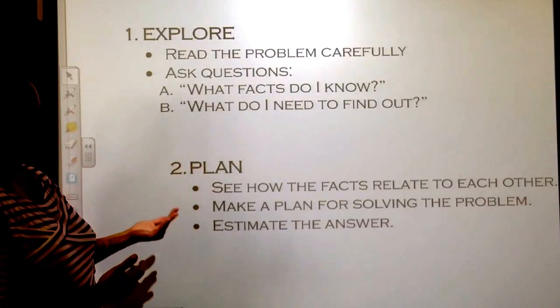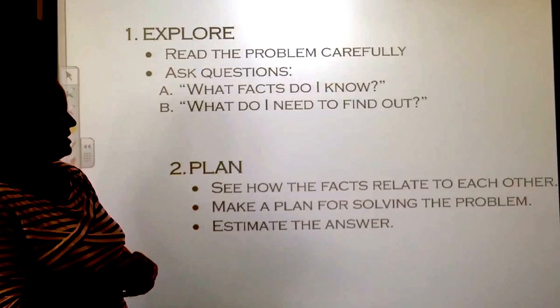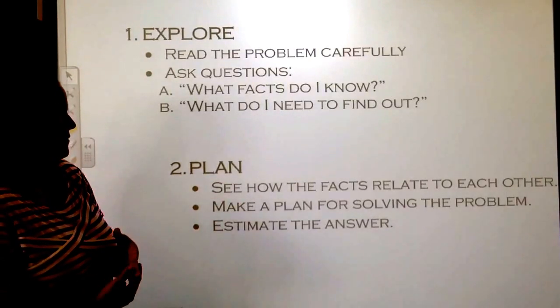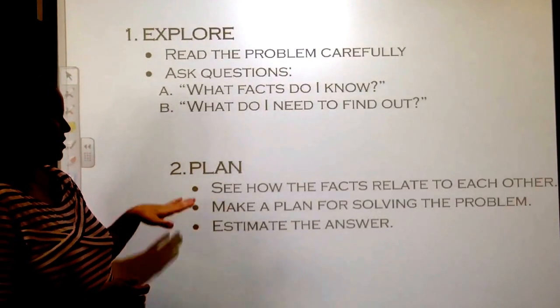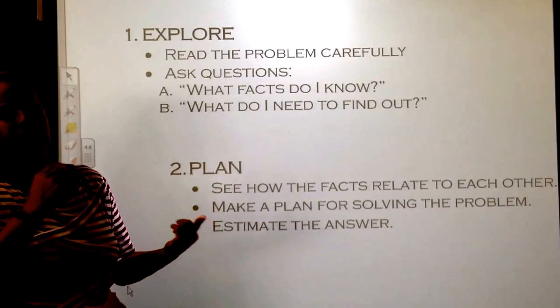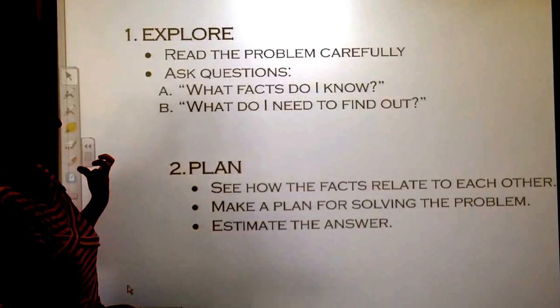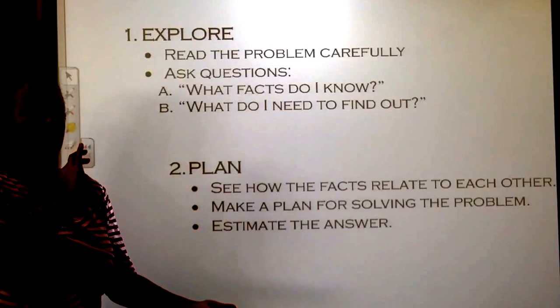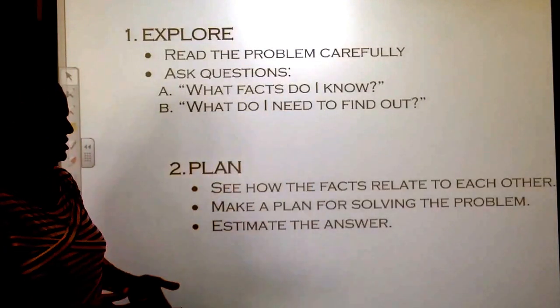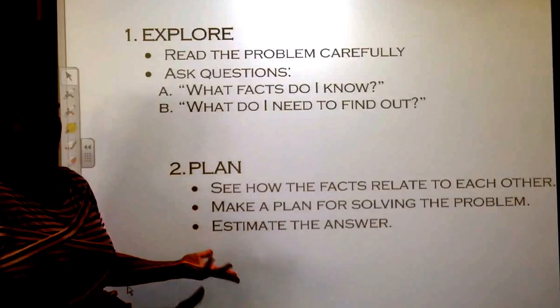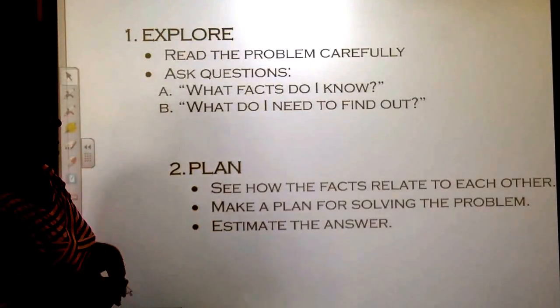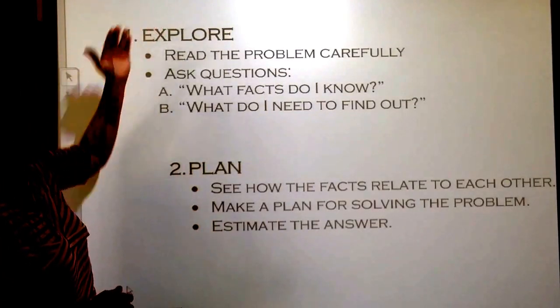Step 2 is to make a plan. See how the facts relate to each other and make a plan for solving the problem. Estimate your answer. So with making the plan, does this mean you need to draw a table? Make a chart? Draw a picture? Work backwards. There are multiple strategies to use in solving the problem. We can talk about that more in class tomorrow. So exploring first, then making a plan.